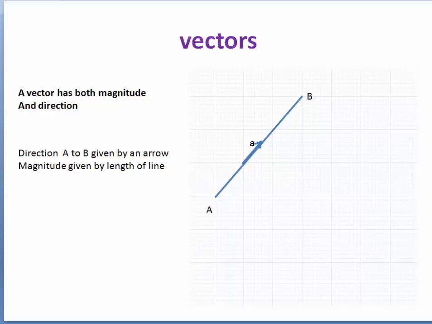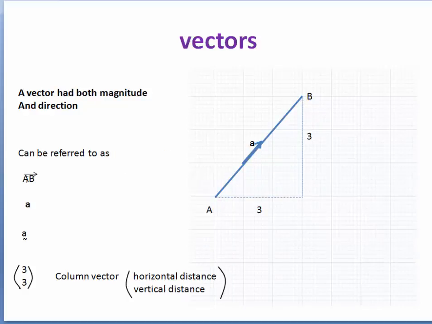When we're referring to vectors, we write them as capital A, B with a line over the top or an arrow over the top signifying the direction from A to B. We're usually given it in an exam as a bold letter, like bold A. We write it as a little a with a line underneath or a squiggly line underneath.